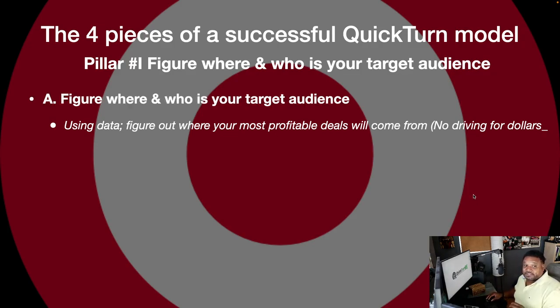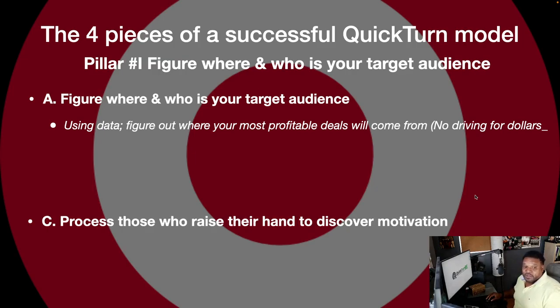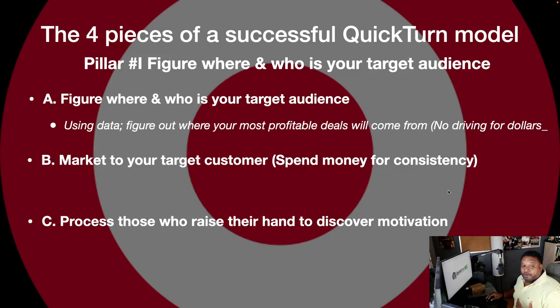So that's the biggest thing. You're going to figure out who is your target audience. You're going to use data to reach out to them directly. You don't want to do a shotgun approach and just have anybody and everybody who says they want to sell their house calling you, because it's not going to be profitable for you and it's not consistent. The other thing is you're going to market to your target customer. We're going to spend money on marketing, and you're going to spend money for consistency. That's the biggest thing with this.